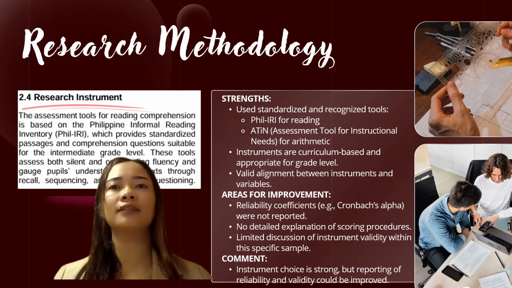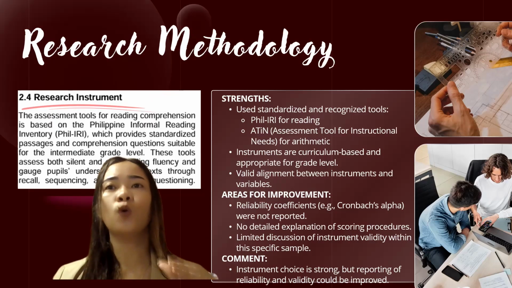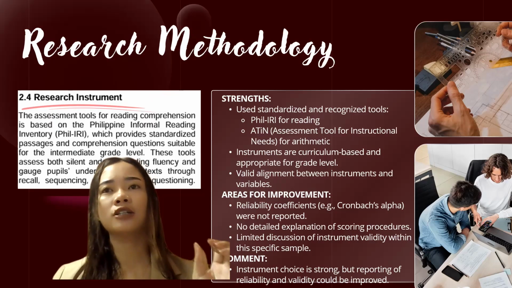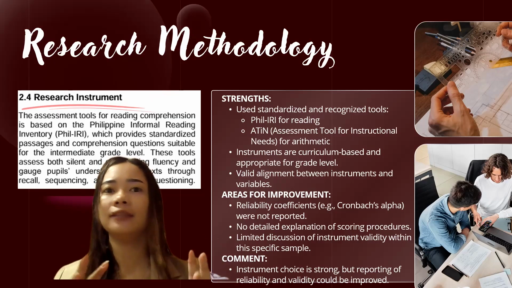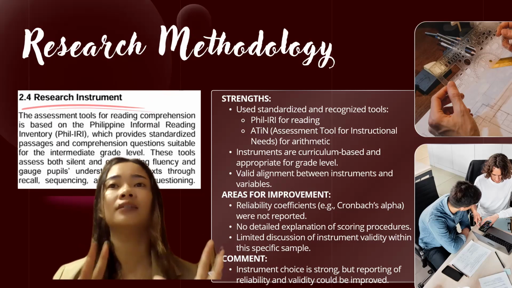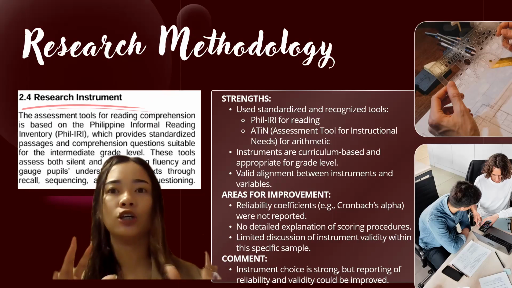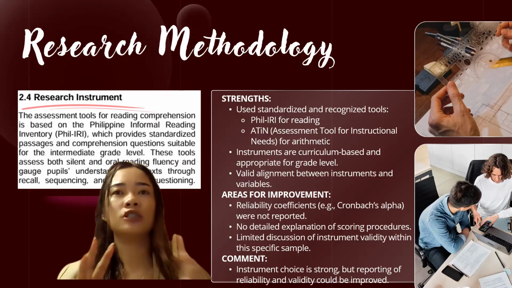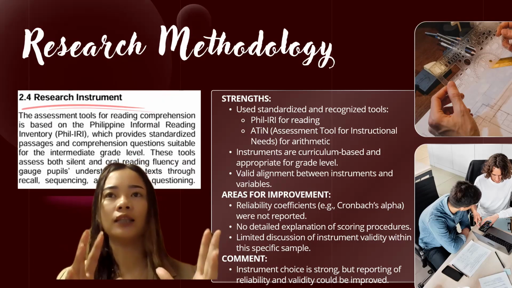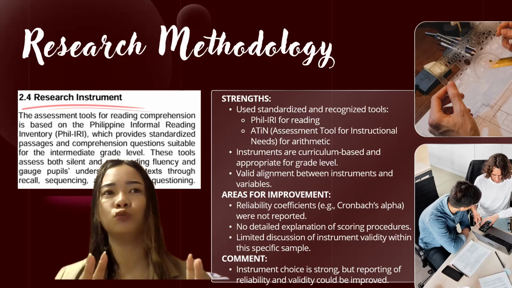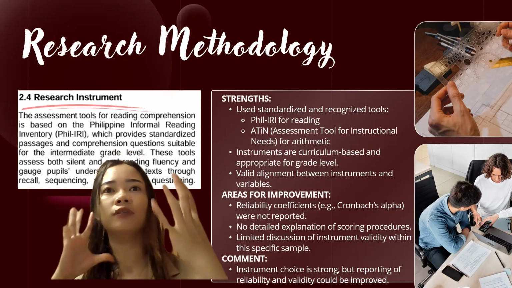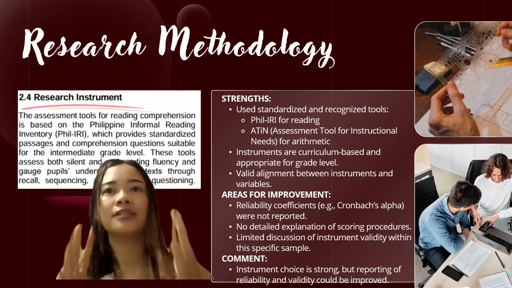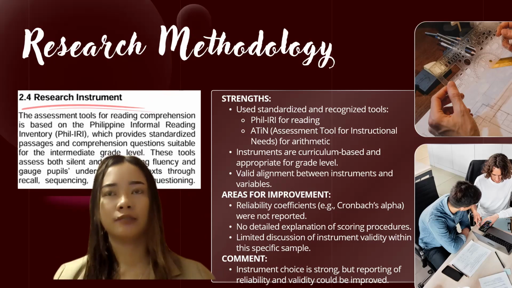For the areas for improvement, reliability coefficients were not reported. There is no detailed explanation of scoring procedures, and limited discussion of instrument validity within this specific sample. My comment: instrument choice is strong, but reporting of reliability and validity could be improved. The research instrument part is quite short, so to improve this study, if I were the researcher, I would explain more about the Phil-IRI and the ATIN, or the Assessment Tool for Instructional Needs for arithmetic.